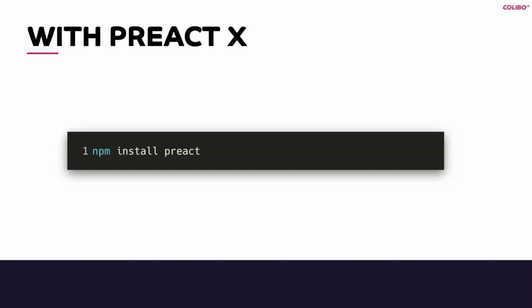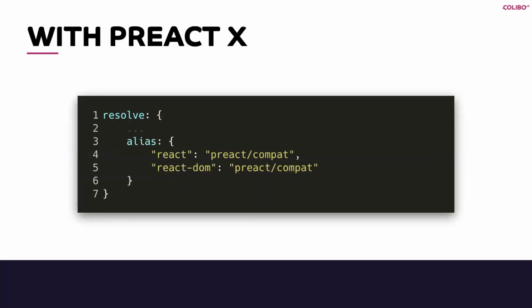So they took away some of the support for older browsers, and took away some edge case APIs and stuff, and made a very small library. So if we take Preact, we npm install Preact instead, and then inside of our build config, we tell them that anywhere anybody asks for React, we should just give them Preact instead.